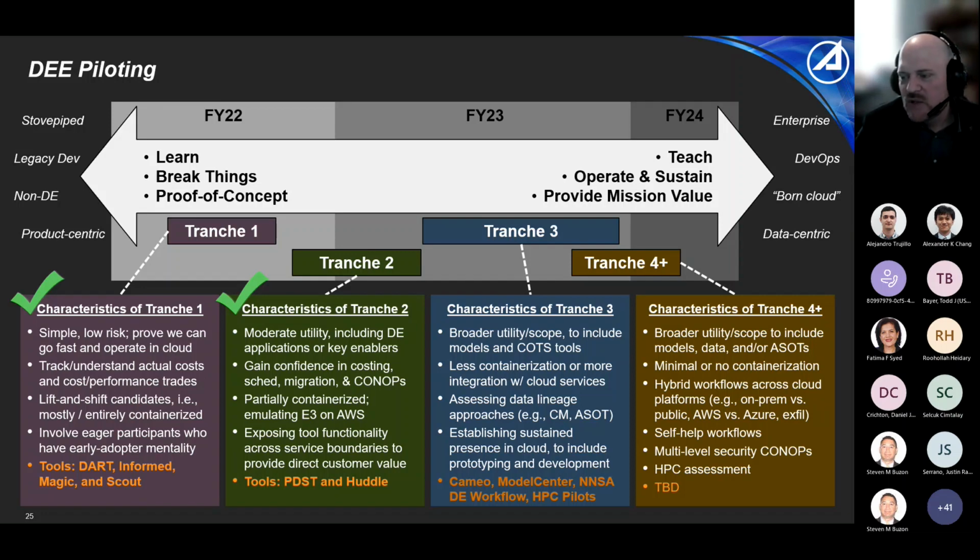Right now, we're in Tranche 3, and we have a few efforts going on here, mostly focused on data lineage and data-centric approaches, and understanding how to do data tagging across boundaries. And then Tranche 4, sometime soon, hopefully, we'll begin tackling some of the really big challenges related to having hybrid workflows across various cloud platforms and doing multi-level security type ConOps.